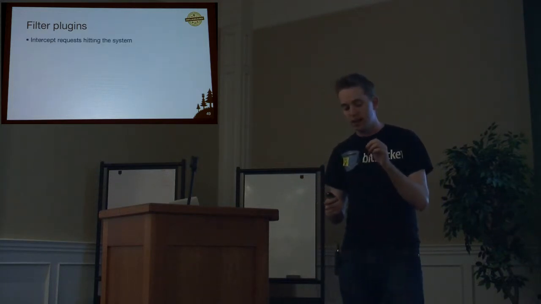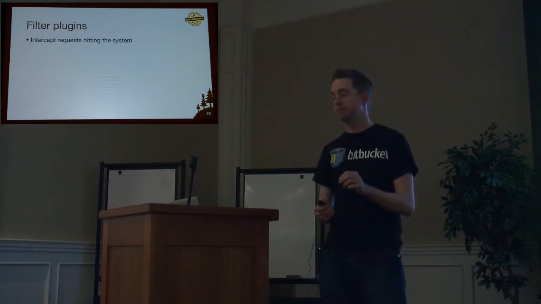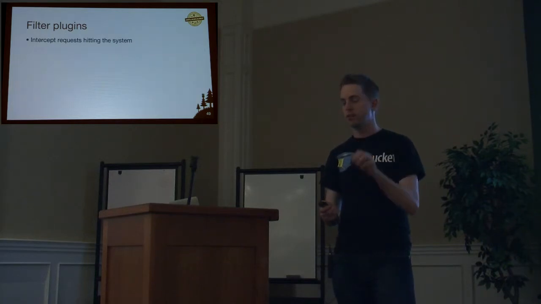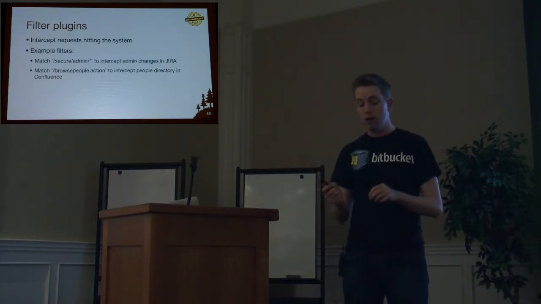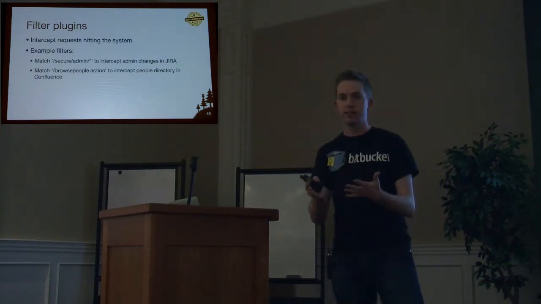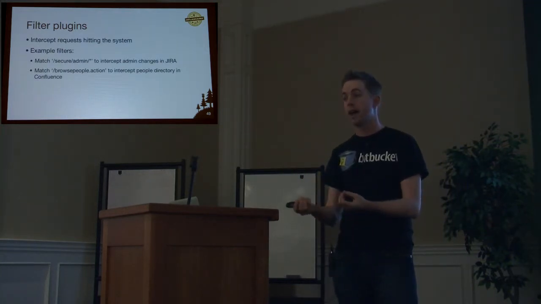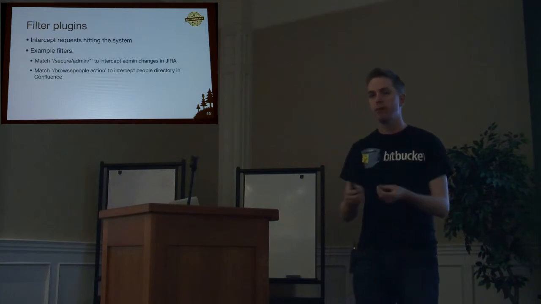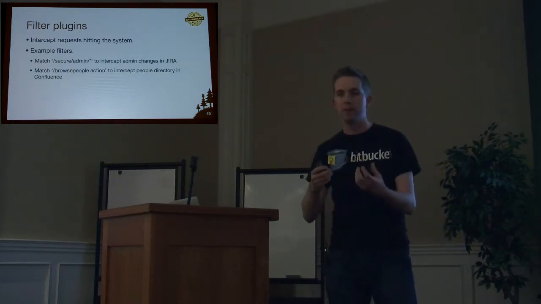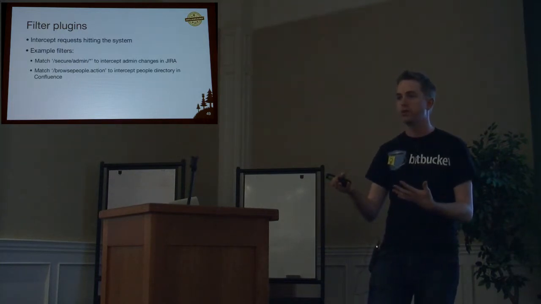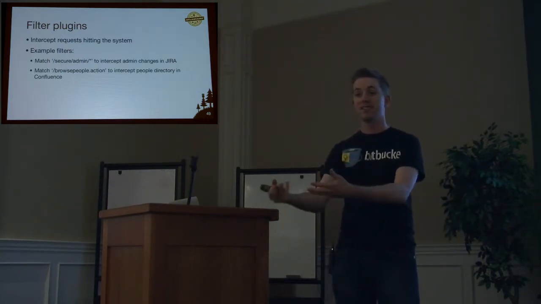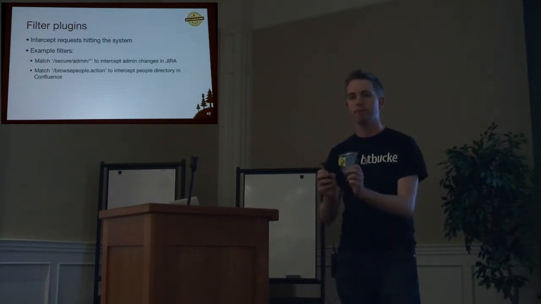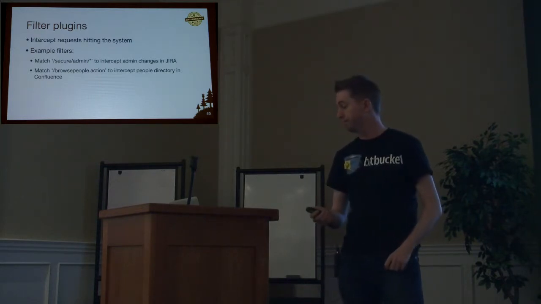So filter plugins actually intercept requests as they come into the server. And this gives you an incredible amount of power. We're going to see an example of how we can use this for something quite cool. So here are a couple of ideas. We could match /secure/admin in JIRA to intercept all the admin actions. We could also match something like browse people in Confluence to redirect people to a different place for the people directory, or to limit access to it. I know we have customers who use Confluence with clients and they don't want their clients to see the other clients. This is one way you could do that: intercept things to the people directory and add finer grained access control around that if that's what you wanted.